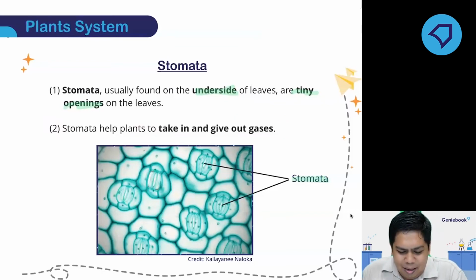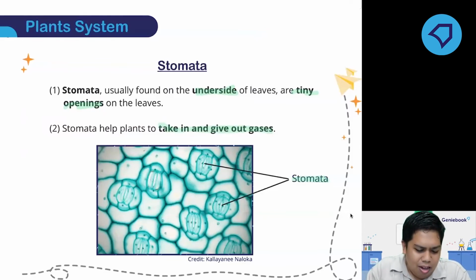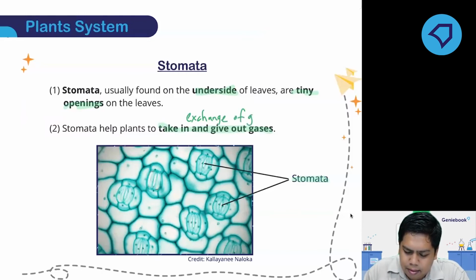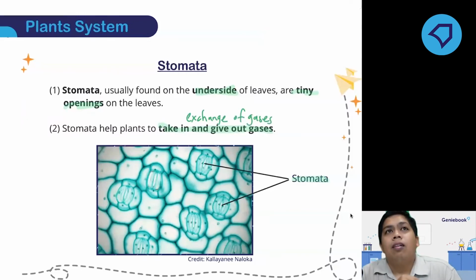Stomata helps plants to take in and give out gases. So you can say take in and give out gases, or like quite a number of you already mentioned just now, exchange of gases. You can also say this.